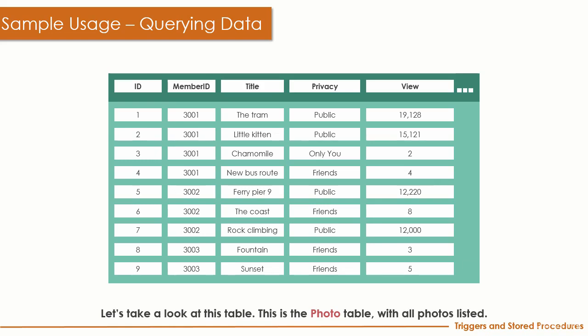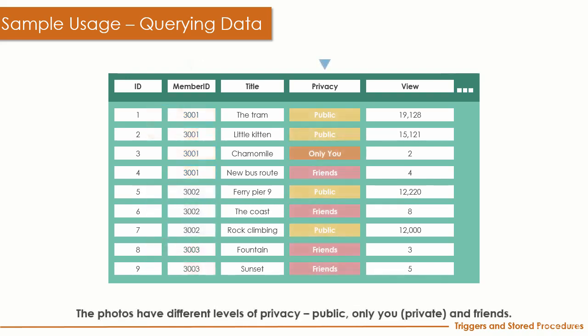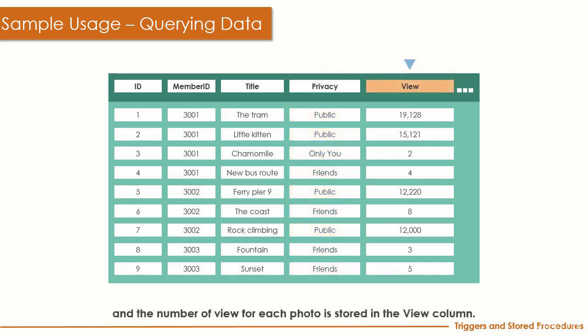We have a photo table to store the photos. You see there is a member ID column storing who uploaded the photo, who owns the photo. And we have a privacy column which shows the visibility of the photo. Public means everyone can browse the photo. Only you means only you, the owner, can view the photo. Friends means someone in your circle or in your contact list can view your photo. And the third column is the view, which is the view count.